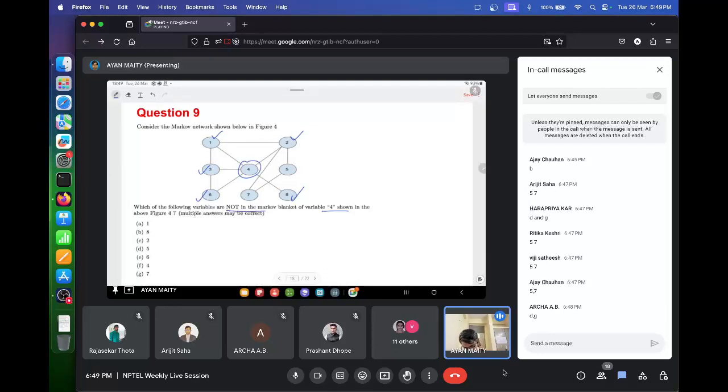So only 5 and 7, these two nodes are not directly connected to 4. So these are not direct neighbors of 4, 5 and 7. So these two nodes will not be present in the Markov blanket of 4. So 5 and 7, D and G are the two correct options there.